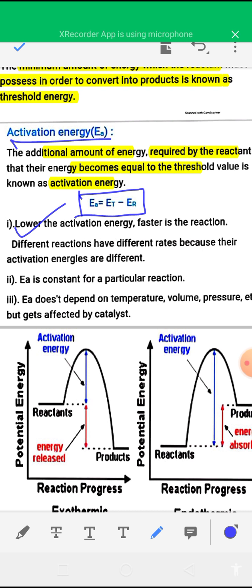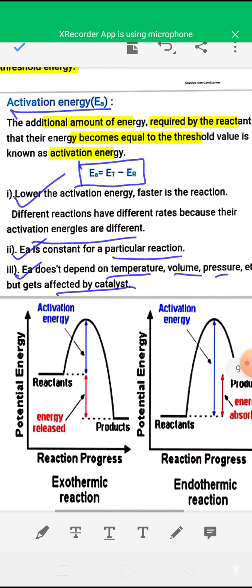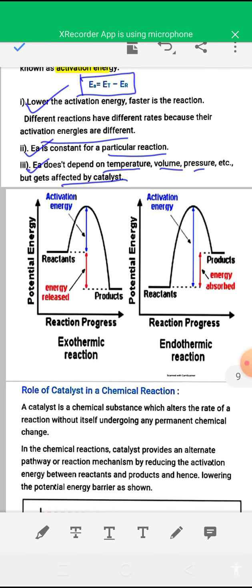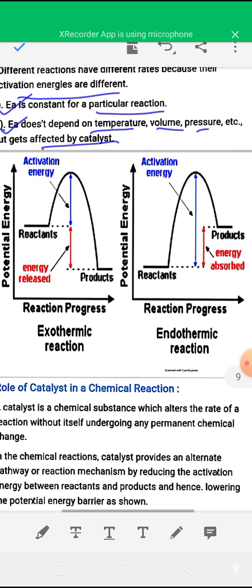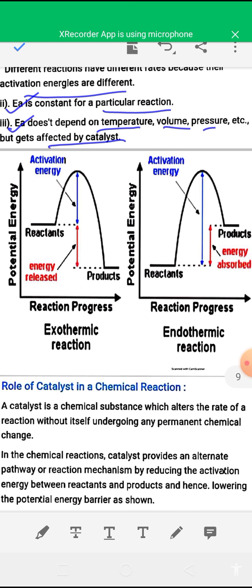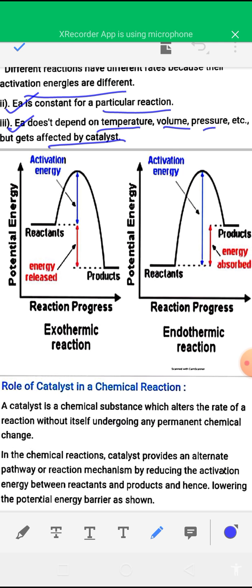Different reactions have different rates because their activation energies are different. Activation energy is constant for a particular chemical reaction, and it does not depend on temperature, volume, pressure, but it gets affected by the presence of a catalyst. So activation energy can be changed by a catalyst. Based on energy values, chemical reactions are two types, exothermic and endothermic.